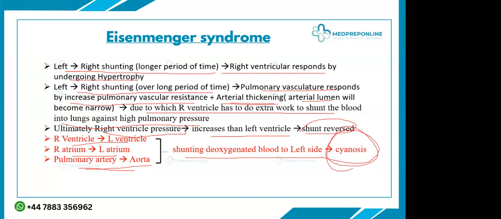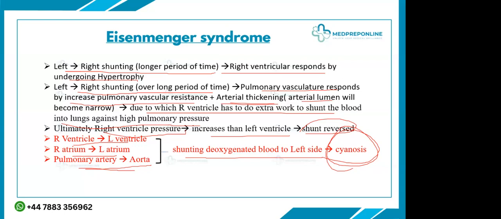So, ma'am, Eisenmenger syndrome is cyanotic heart disease? Okay. Yes, it is a cyanotic condition.